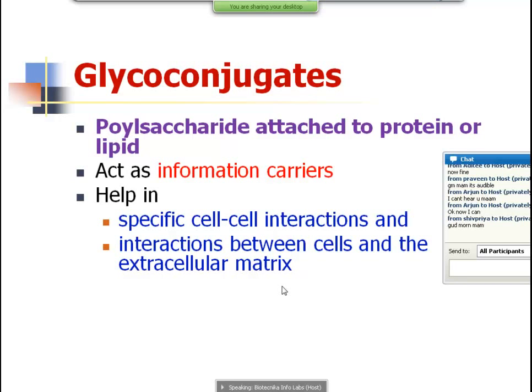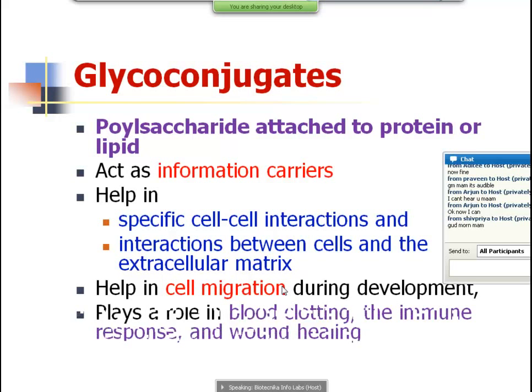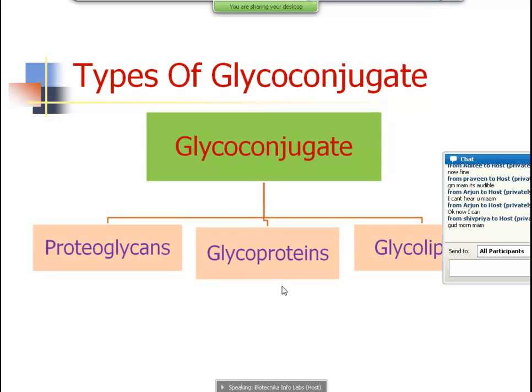So they mainly help in the interaction of the cell to another cell or the cell to its extracellular matrix. And why does it have to interact? In order to carry out the various biological activities. Alright, so these polysaccharides, the glycoconjugates, interact with proteins and lipids. They also help in the movement of the cells and they have several biological roles. Alright, they help in several activities by interacting with the proteins or any kind of molecule which is present in the extracellular matrix. Alright, so there are several types of glycoconjugates. They are proteoglycans, glycoproteins and glycolipids.